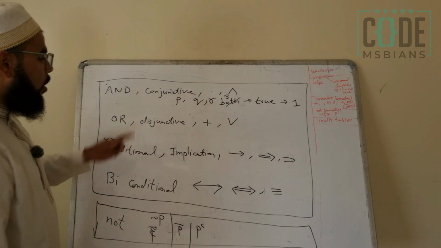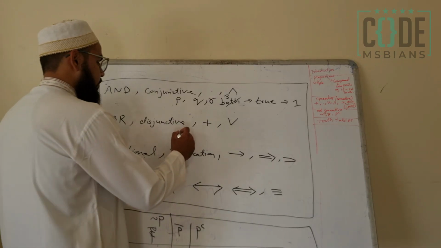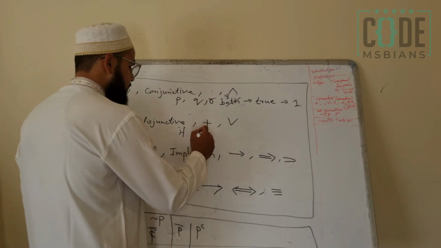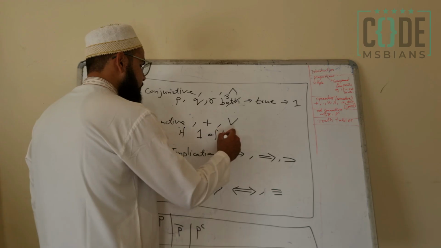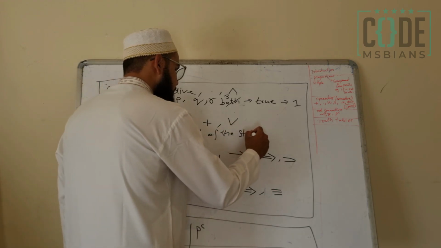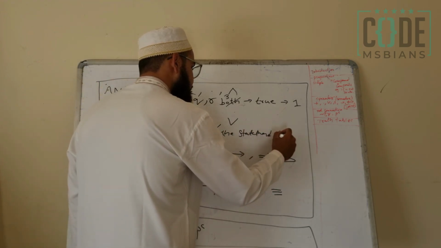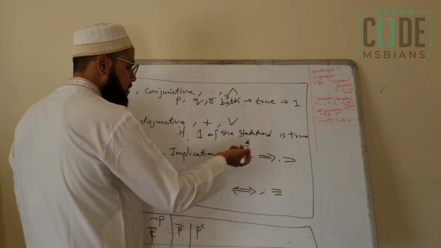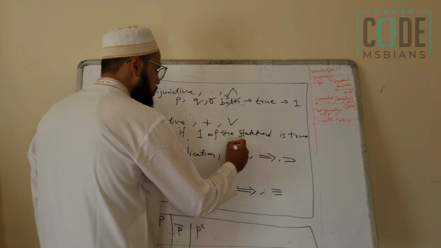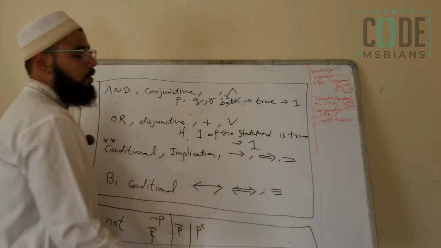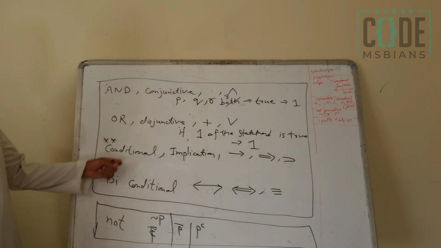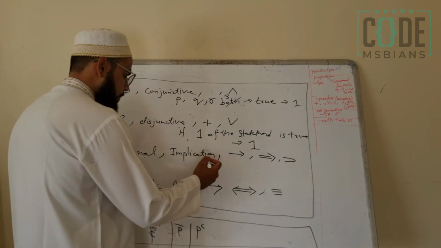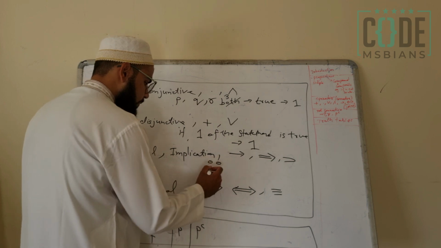But coming to OR, it's different. In OR, if one of the statements is true, or all the statements are true, if at least one of the statements is true, then it will give you the true value.